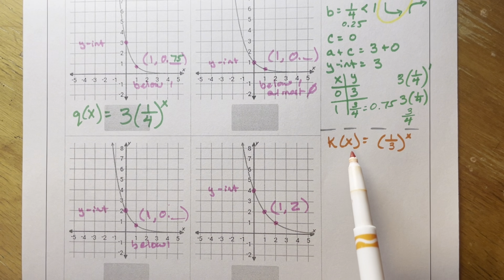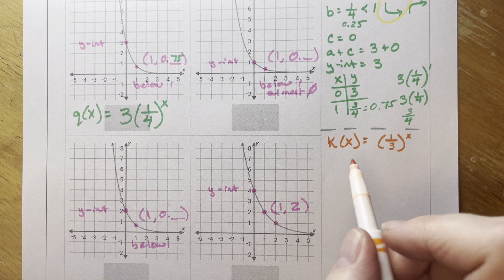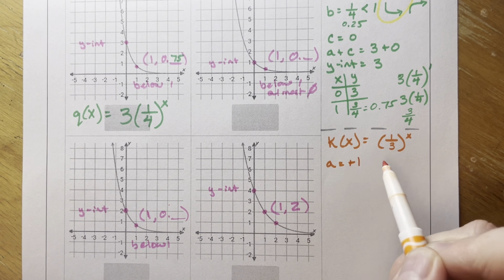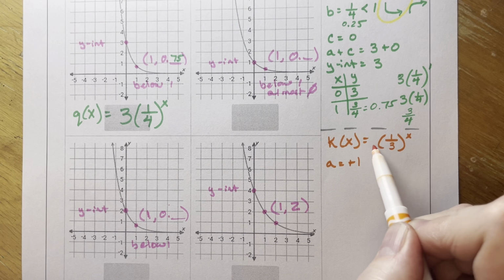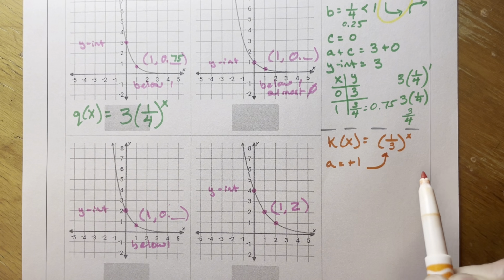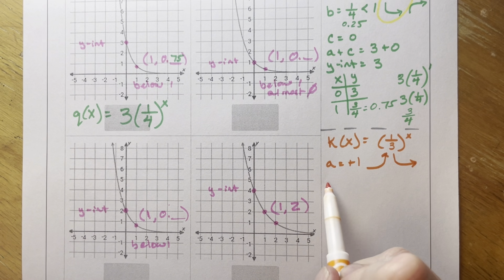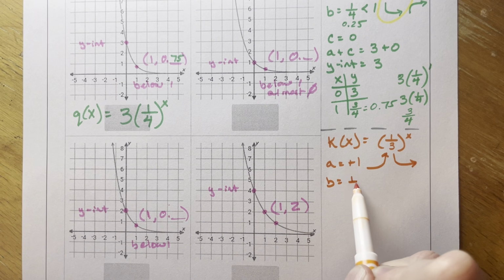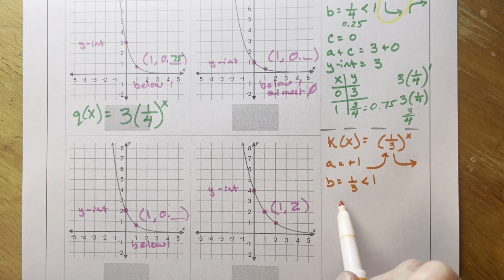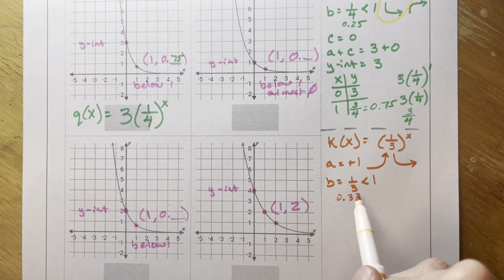Our second exponential function is k of x equals the quantity 1/3 to the x power. Here we go. So a is equal to a positive 1, as there is no visible number in front of the parentheses, telling us that our graph will have to travel steeply upward to the right or down, bottoming out as we travel to the right. And b is equal to 1/3, which is very clearly less than 1. And if you need a decimal value for your brain, that's approximately 0.33, with the 3 repeating.